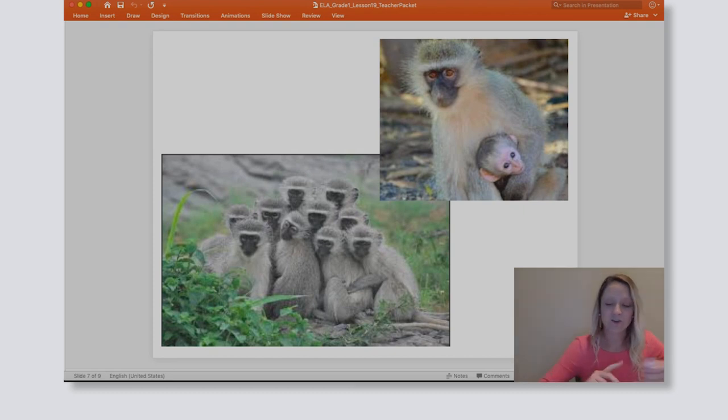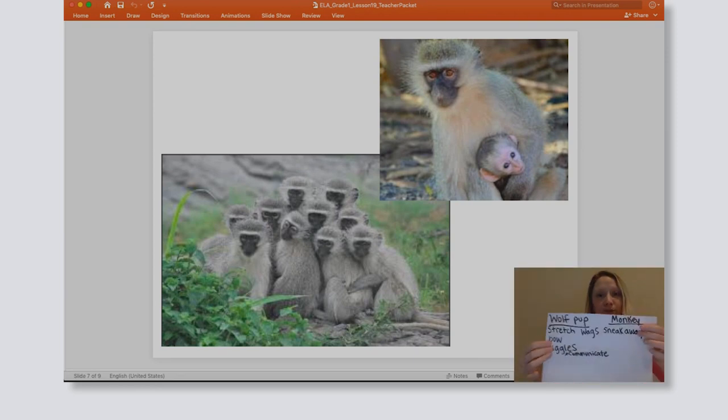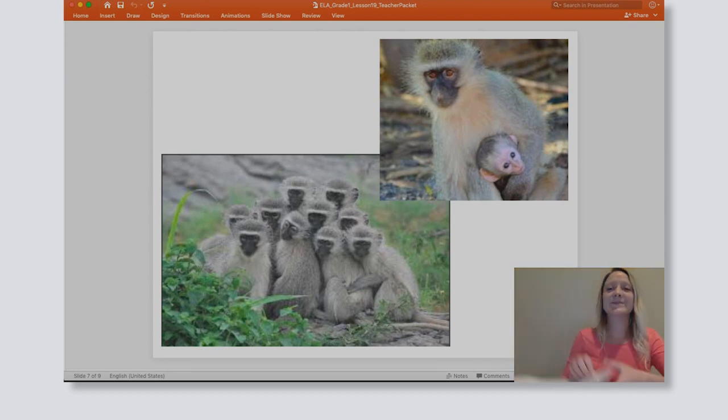So let's write that on our chart. Sneak away. They definitely play different than the wolf pups, huh, boys and girls, so far. Sneak away. Very nice.